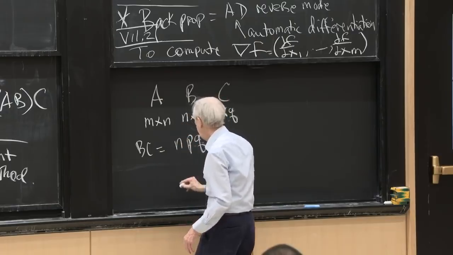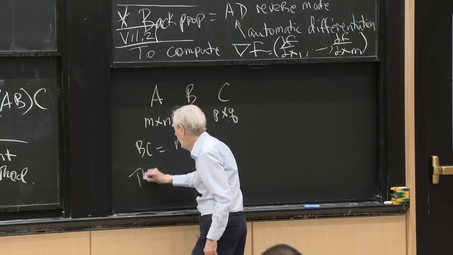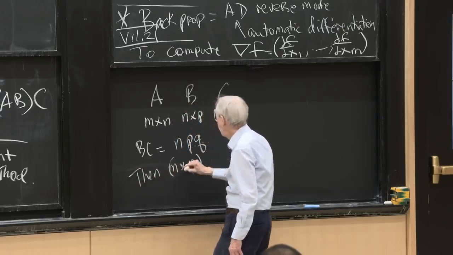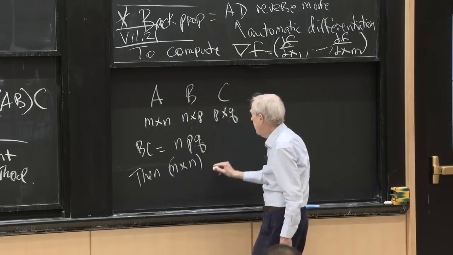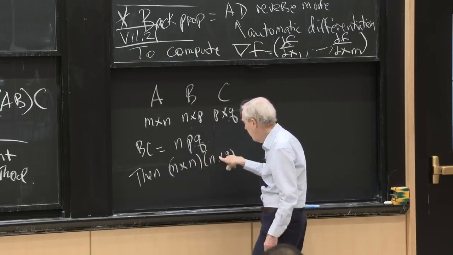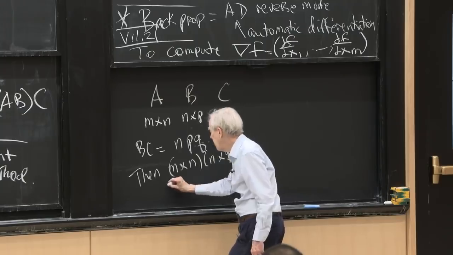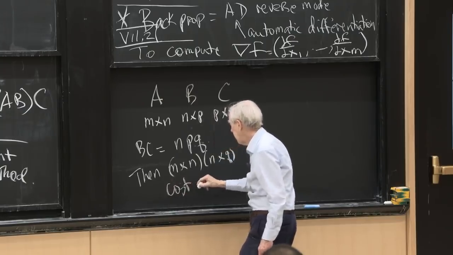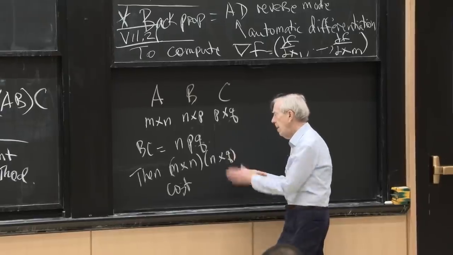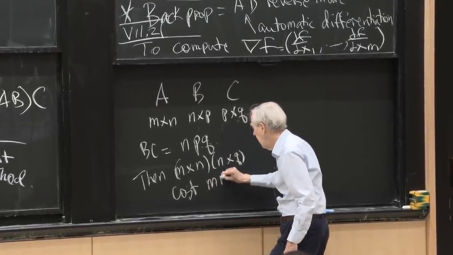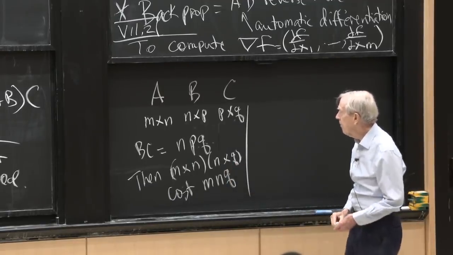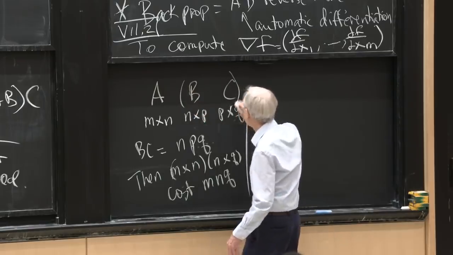Now I have BC. So now I have M by N, which is the A, times B times C, which is now N by Q. That's BC. This is A times BC. So what's the cost here? M by N, N by Q. By the same rule, it'll be M, N, Q. Good. That's the first way, A times BC.